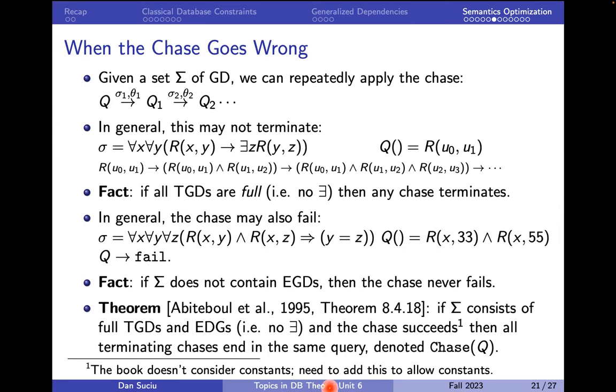I didn't phrase this carefully. You'll find it in the book. I wanted to prove it for you, then I got stuck in the proof. The takeaway is that if we don't prove false and we don't have existential quantifiers, then the chase terminates at a unique query. Think of that as being the canonical database for that query.